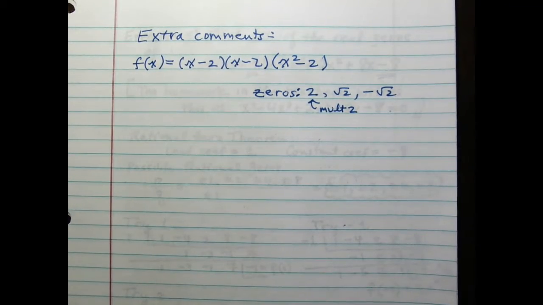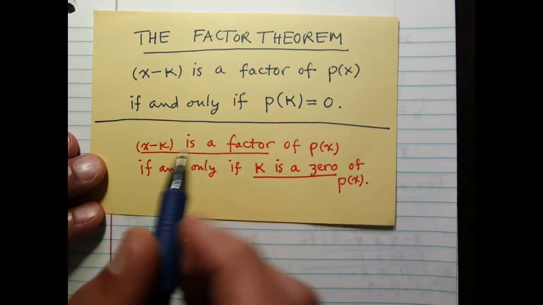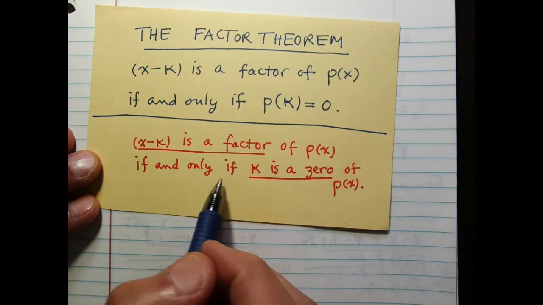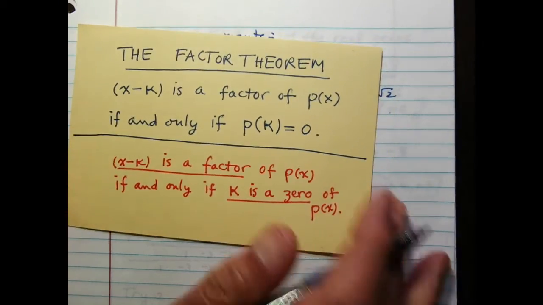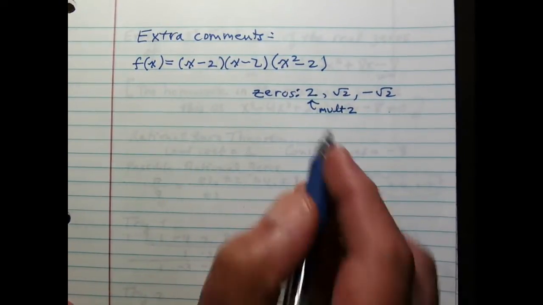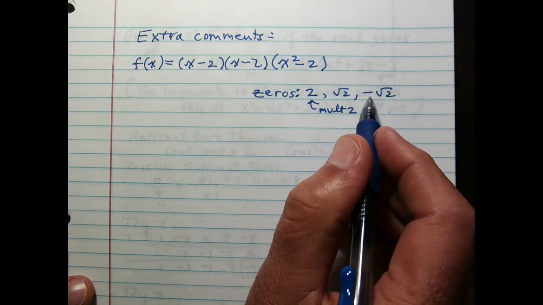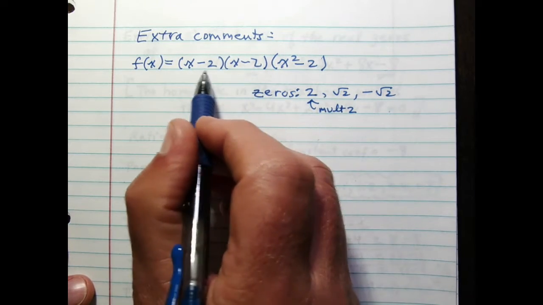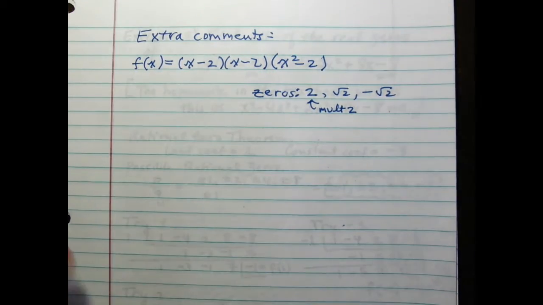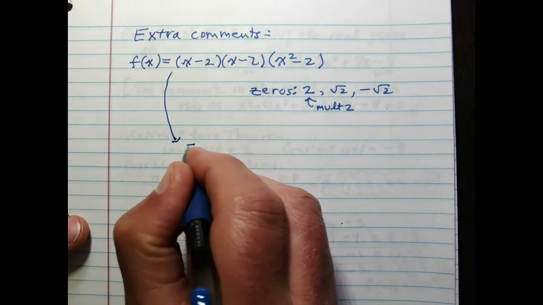And now what about the factor theorem? The factor theorem that we had along the way said x minus k is a factor if and only if k is a 0 of p of x. So we're saying these square roots are zeros of the polynomial, but where are their factors? The factors we see here are factors with integers. If we allow square roots, we actually can factor f of x further.